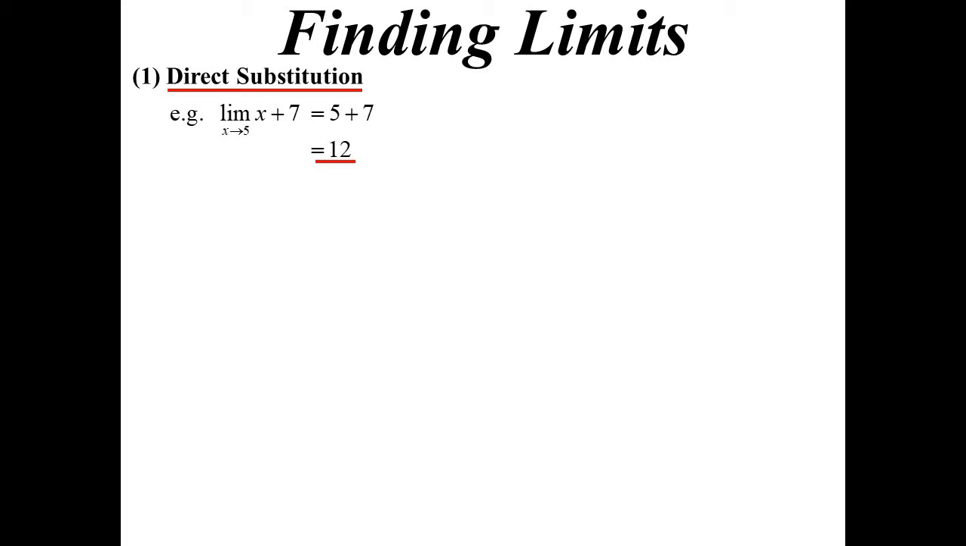It doesn't always work. There's this idea, factorise and cancel. Now, if I had this one, x squared minus 9 on x minus 3, if I'm interested in what happens as x approaches 3, well, if I was to directly substitute into that one, I would get 0 over 0, which is a meaningless answer.